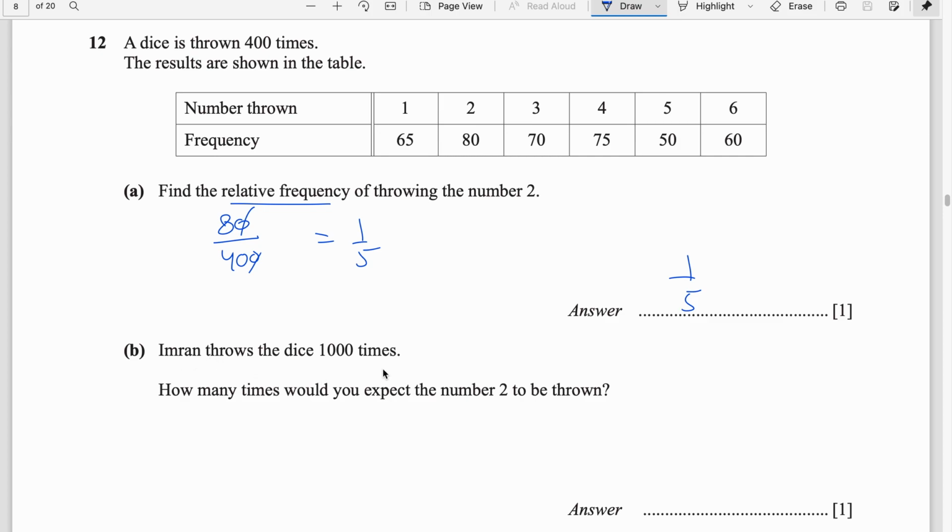Imran throws the dice 1000 times. How many times would you expect the number 2? So probability of 2 is 1 by 5 of 1000. 5 goes 1 time, 5 goes 2 times. So this is 200.